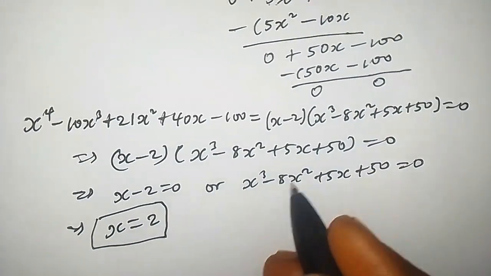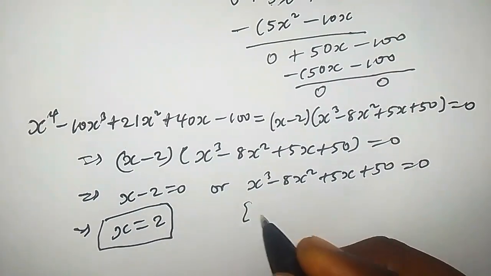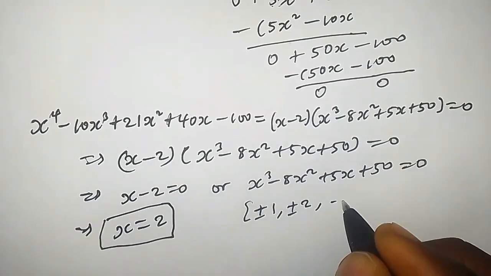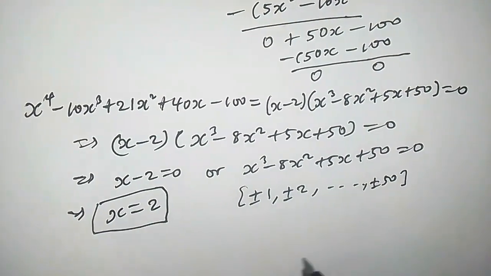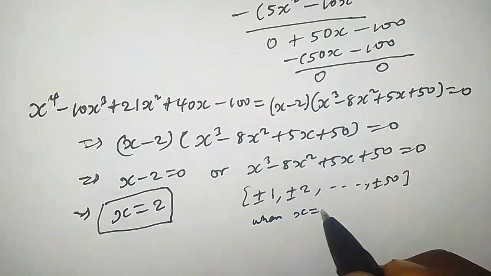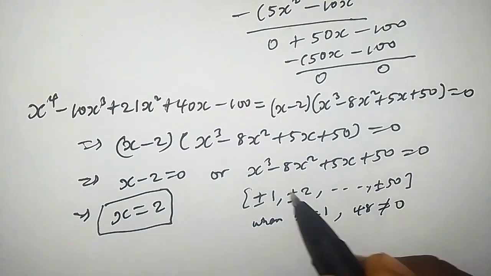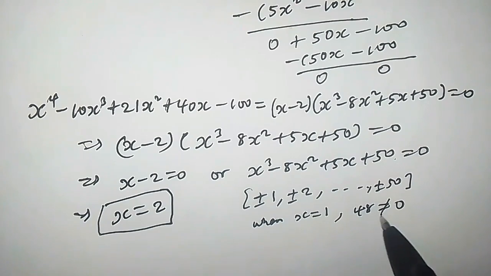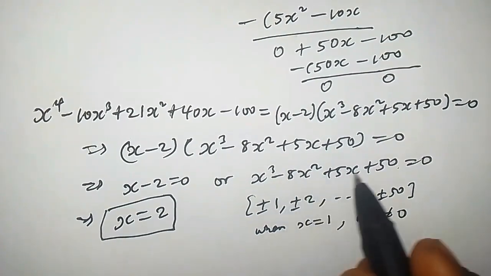Now let's consider this one. Using the rational root theorem for this also, the rational roots will be from the set plus or minus 1, plus or minus 2, and so on, up to plus or minus 50. When x is equal to 1, this gives 48, which is not equal to 0. So x equals 1 is not a root of this equation.